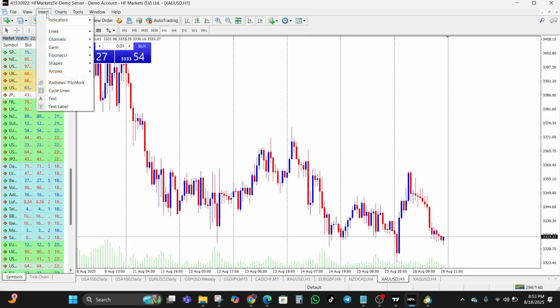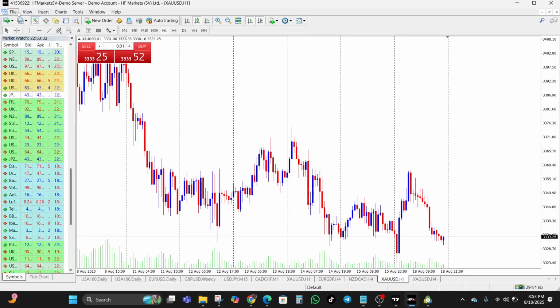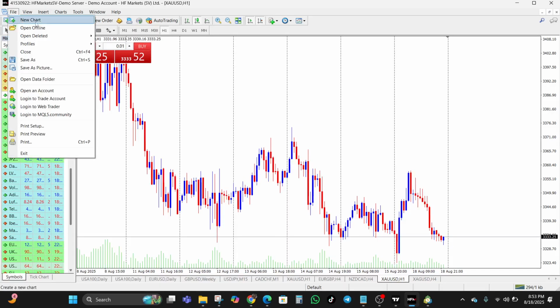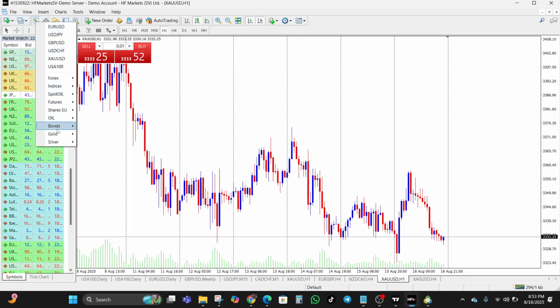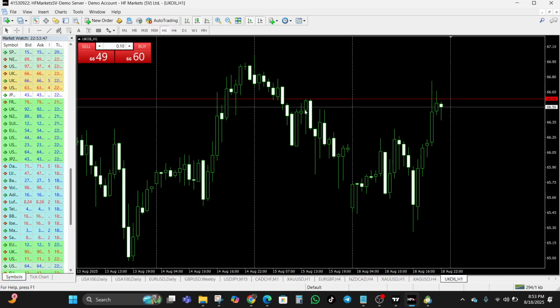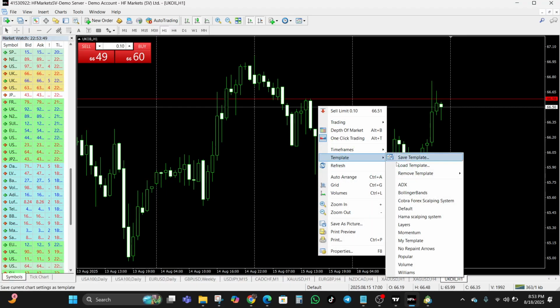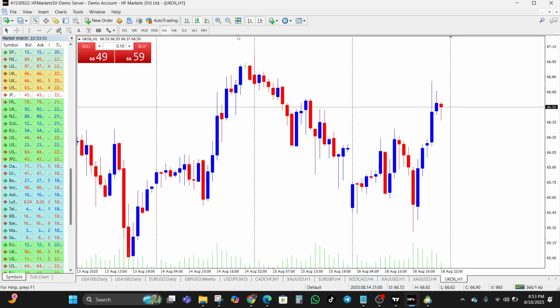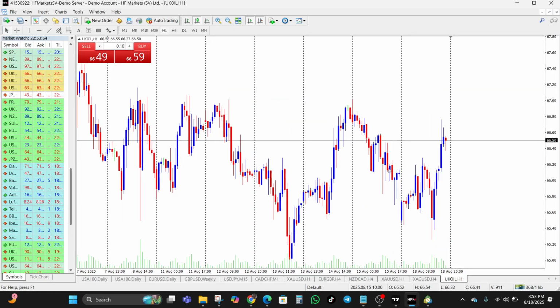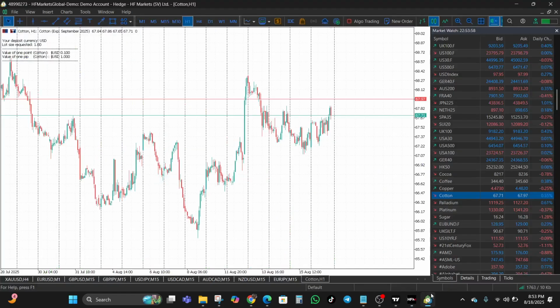Or you can just go to file, then new chart, and select from whatever you have here. So this is another method. In this case, let me just add oil. Let me open oil. So it's very easy to load a chart. It's super easy.